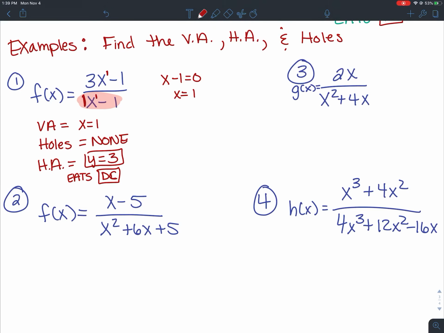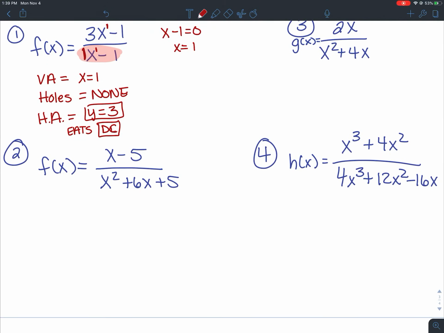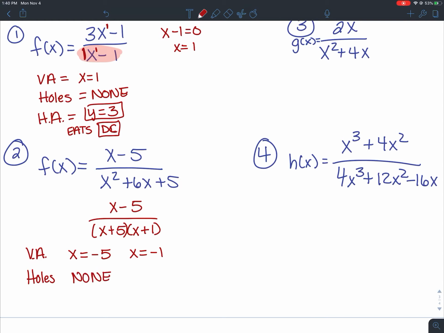All right. Number 2, this one, got to factor the bottom. I have an x minus 5 here, and then I have x plus 5 and x plus 1. Easy factor. Oh, well, those are not the same either, y'all. I can't cross out x minus 5 and x plus 5. They have to be exactly the same. So for my vertical, I have 2 vertical asymptotes, one at x equals negative 5 and x equals negative 1. The holes are none, because nothing canceled.